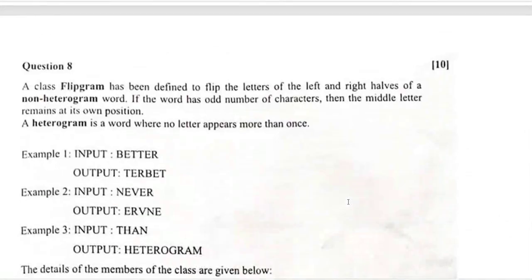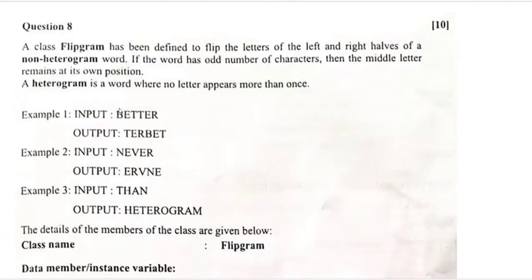Next question. It is a string program, Flipgram and non-heterogram words. What is that here? If a word has an odd number of characters, then the middle letter remains at its place. Flip word means flip the letters of the left and the right half of the non-heterogram words. And if the word has an odd number of characters, the middle letter remains the same, and the left and right will swap their positions. Now what is a heterogram? A heterogram is a word where no letter appears more than once.